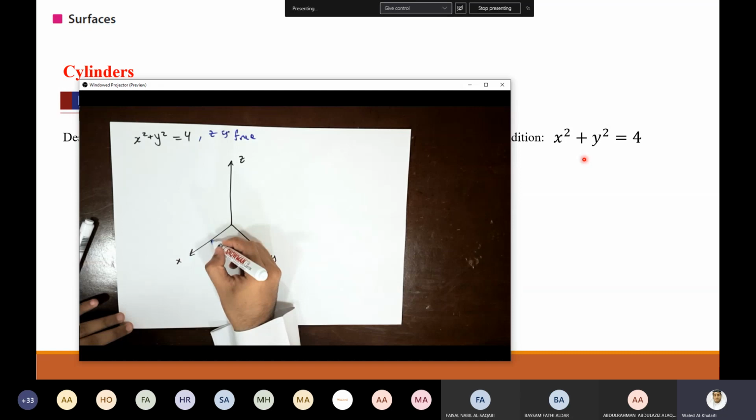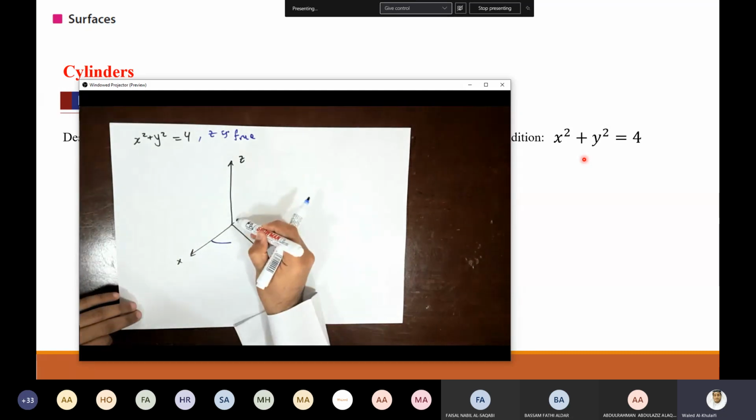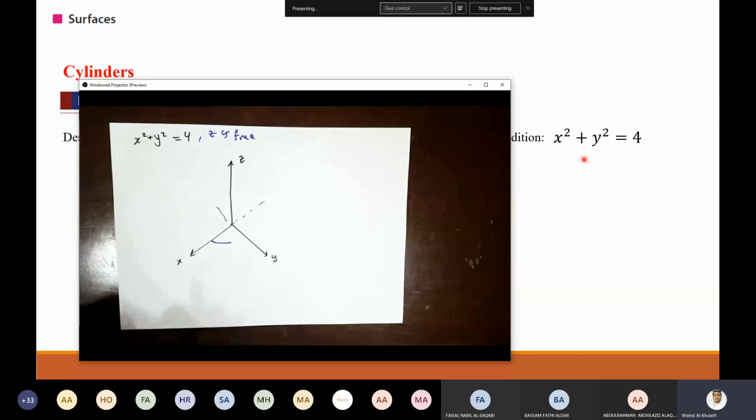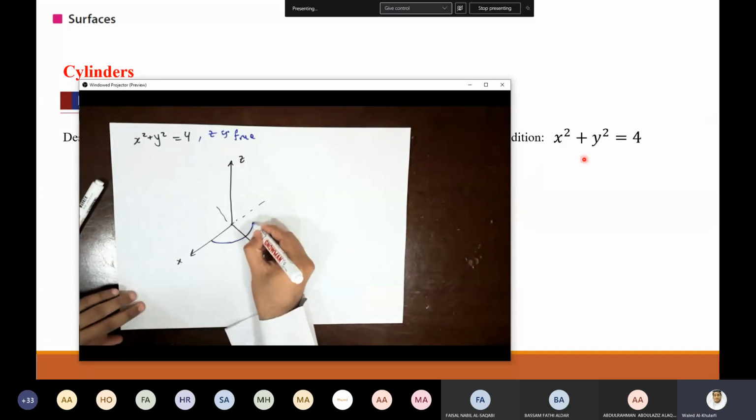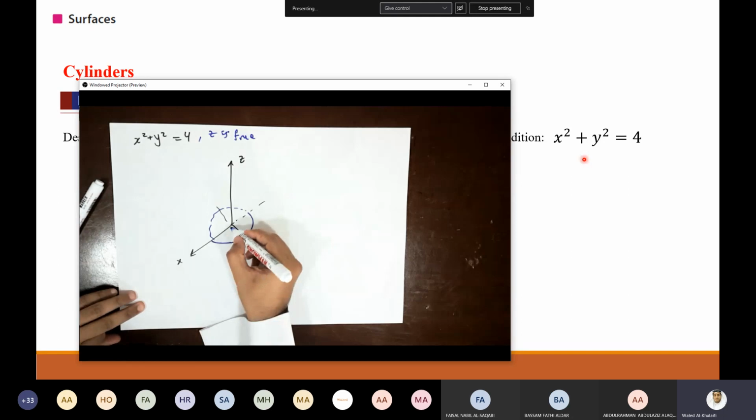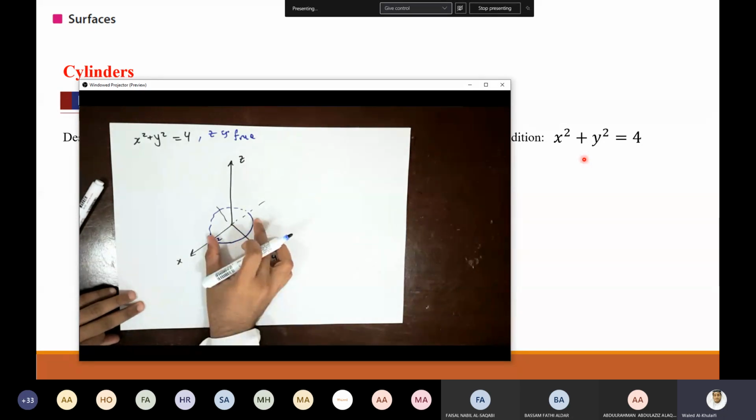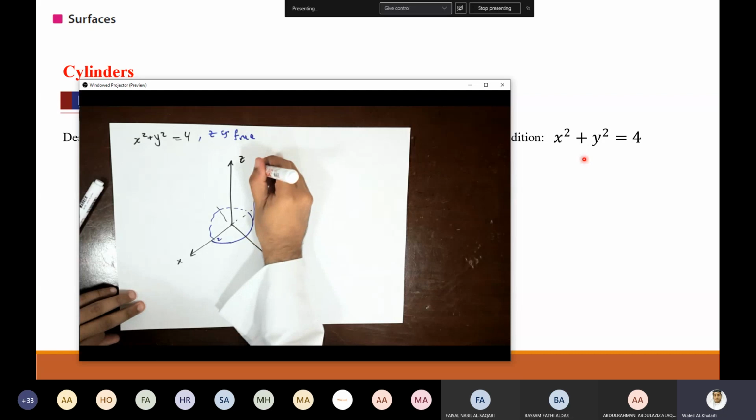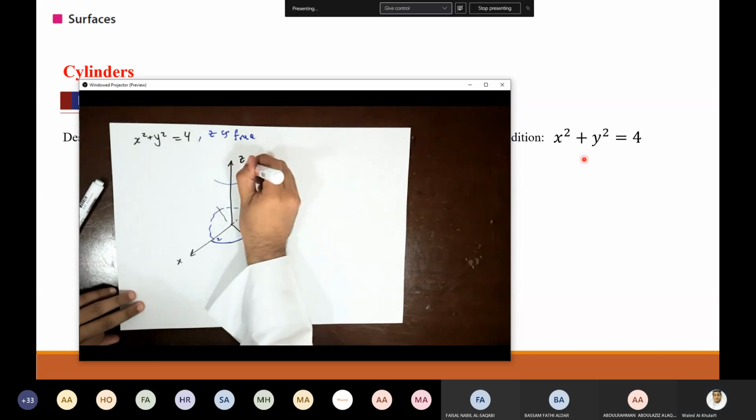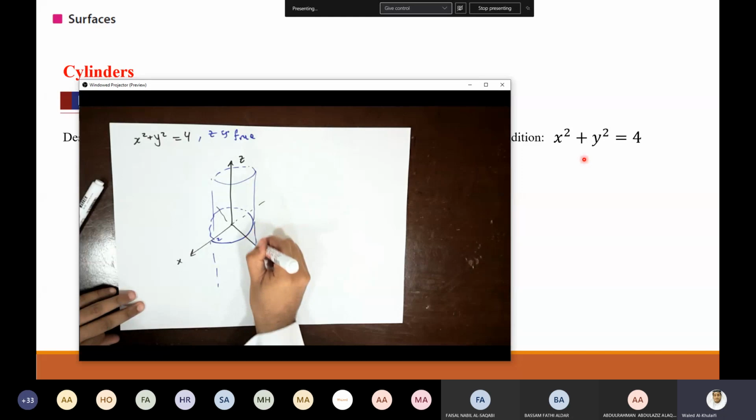So let's draw a circle like this. This is a circle of radius 2. But it's not only in the xy plane. It's all the way up, and all the way down.